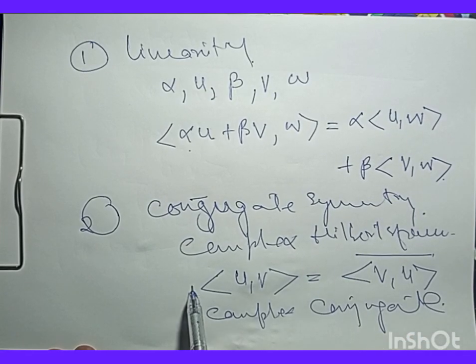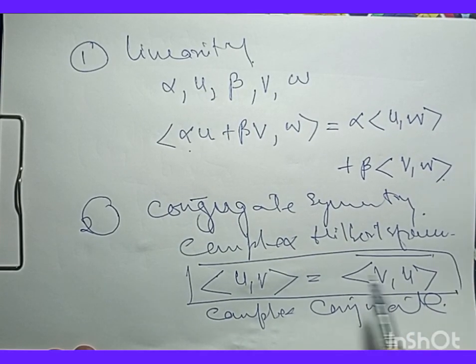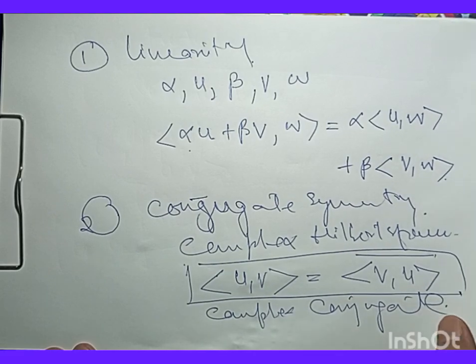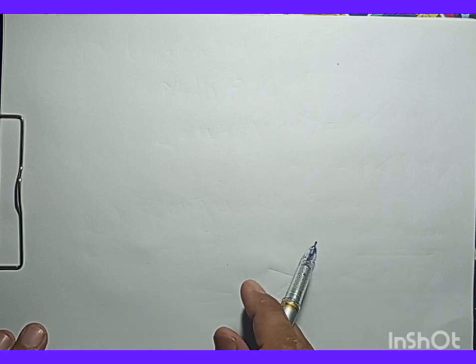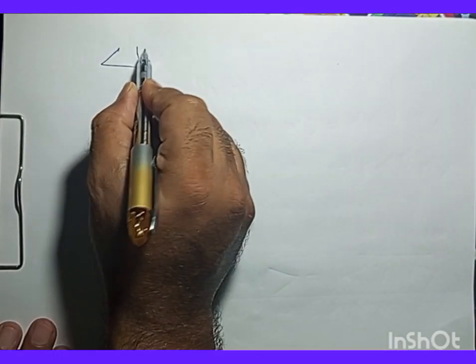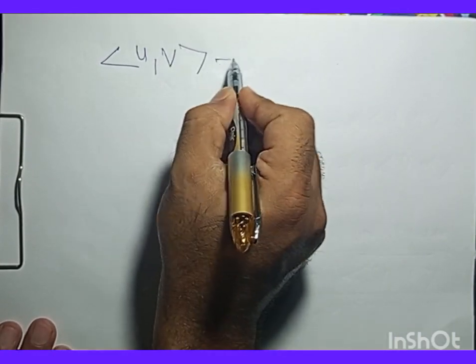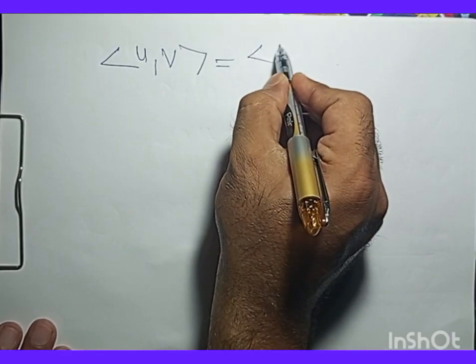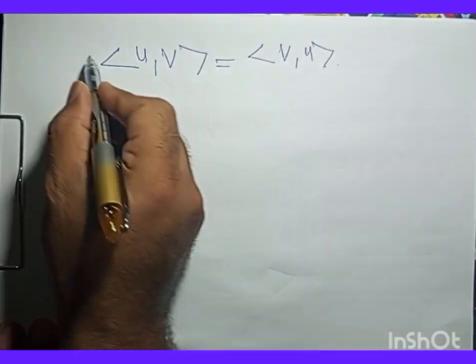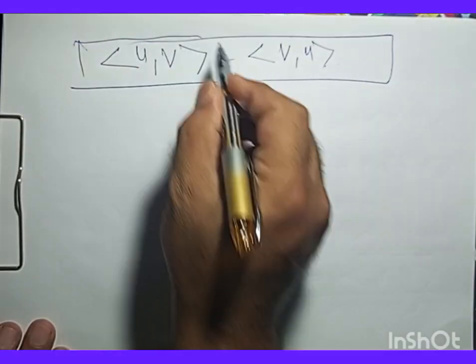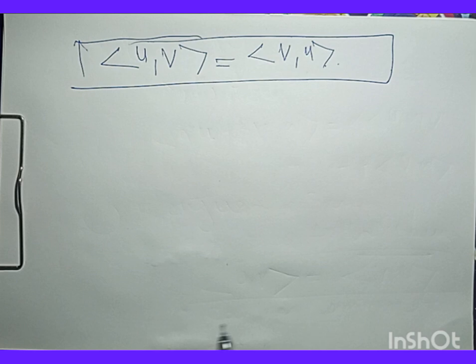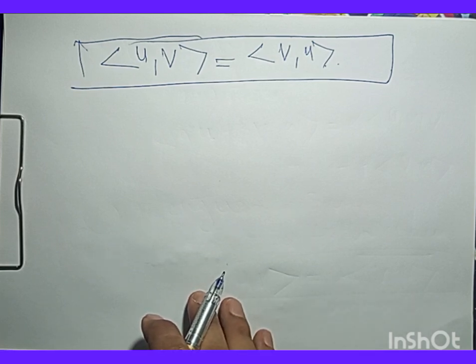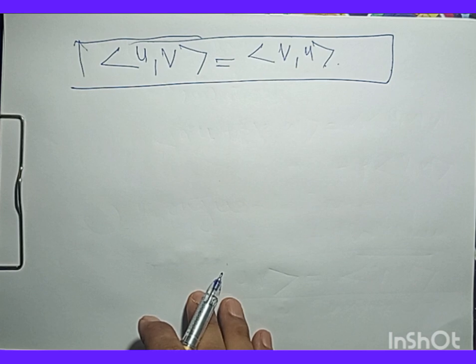And if we have the real space, that means we are not dealing with the complex space. In that case, the inner product of u and v is going to be the inner product of v and u. This can be taken exactly as in the classical sense, where we have the dot product of two vectors, if the Hilbert space is real.